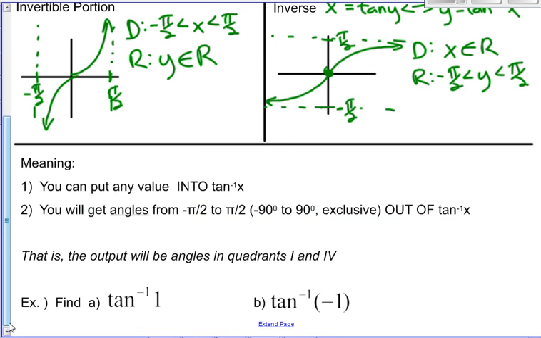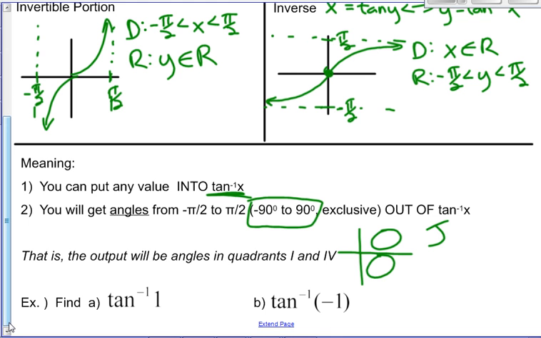So again, what does that mean? You can put anything into inverse tan x. And what you'll get are angles from negative 90 to positive 90. In other words, angles that are in quadrants 1 and 4. Just like sine, or like inverse sine.